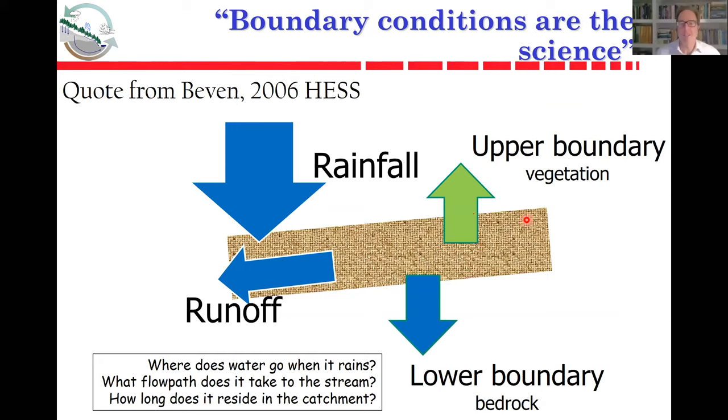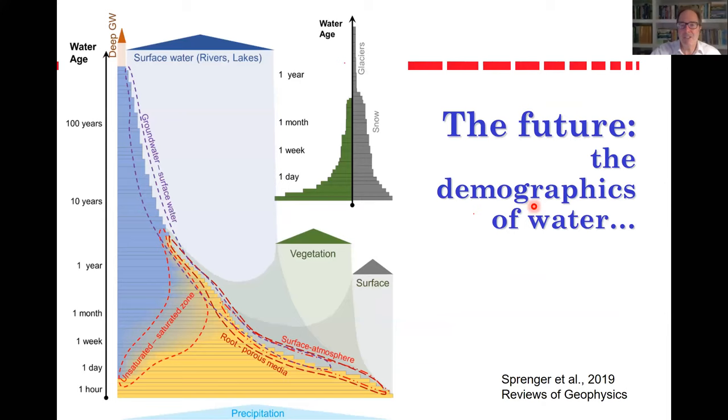And maybe my last slide, this is from a recent review paper by Matthias Sprenger, a German scientist. And this is again pointing towards the future. And the future is really getting at the demographics of water, the age distributions, just like the demographics of a population in China or Canada, where maybe we've got a skewed demographic distribution to more young people, or maybe it's more like Japan, where you've got a much higher number of older people. It's the same thing we can do with water.